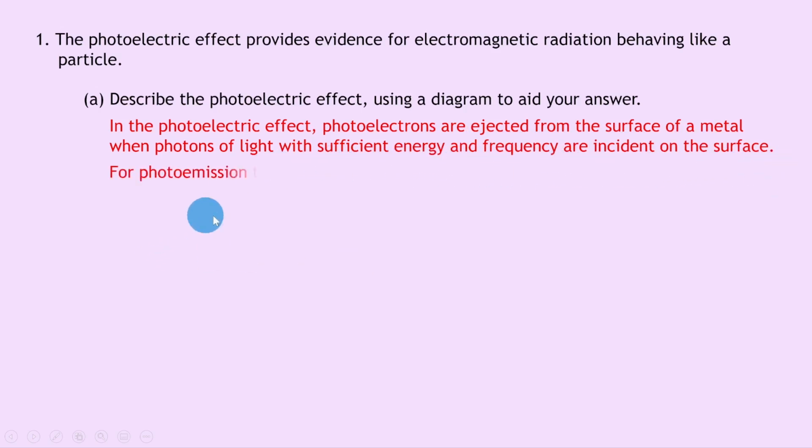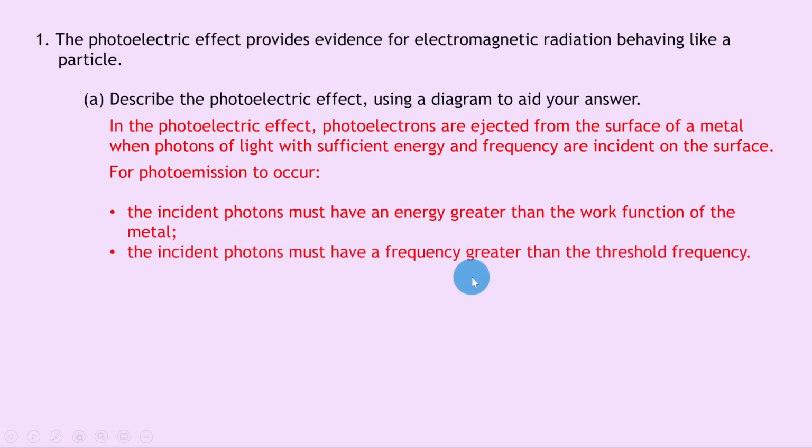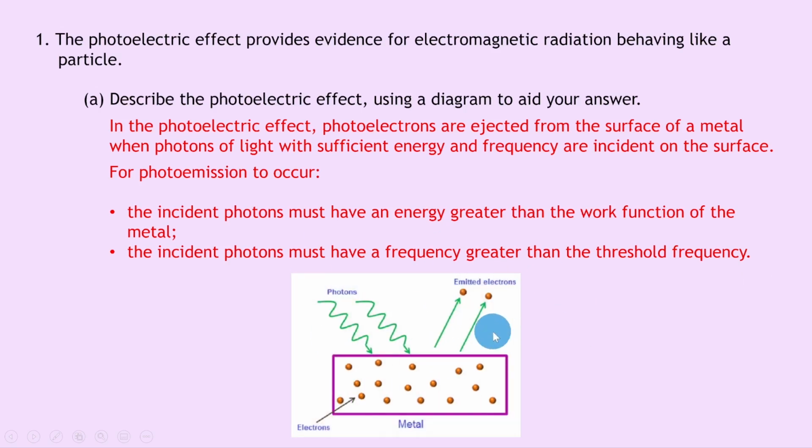For photoemission to occur, we need 2 things. The incident photons must have an energy greater than the work function of the metal, and the incident photons must have a frequency greater than the threshold frequency. So if you were to draw a diagram, it might look something like this, where you've got photons incident on a metal surface with electrons in the surface, and you can show that the electrons are being emitted when we've got a high enough frequency and energy of the incident photons.